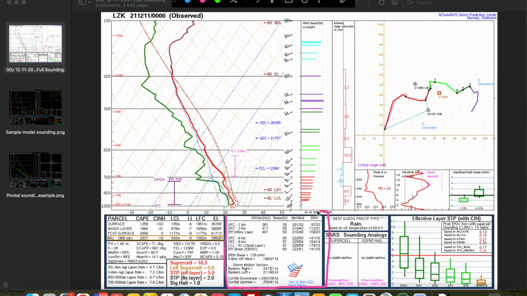And whereas the last couple videos, we talked about this box here, which was our thermodynamic parameters, these are going to be our kinematic parameters, or basically our parameters derived from the winds in the atmosphere. So, as you can see here, we've got several different layers listed here. We've got surface to 1, surface to 3, effective inflow layer, so on and so forth. These are going to be our layers, listed on the left-hand side of this box.